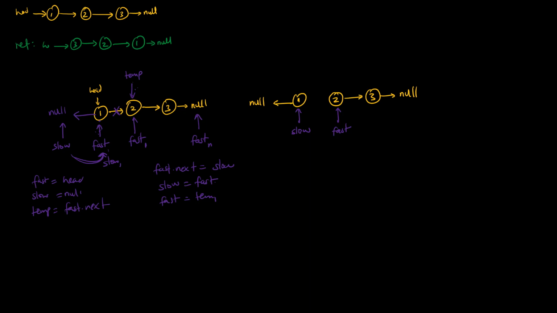We do the same thing. First dot next equals to slow. So first dot next, we are breaking this, we are pointing now to this backward here, okay. Now you can see the point. You see now the reverse is working and the rest is just the same thing.